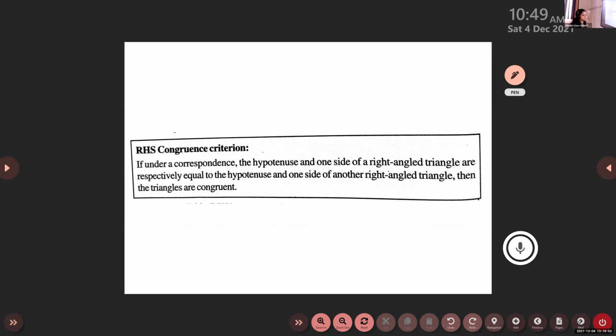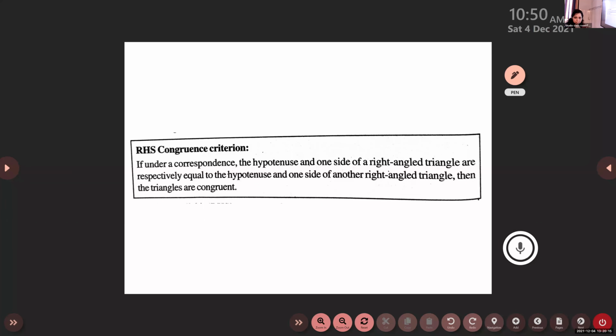Aradhya, read it. Yes, ma'am. If under a correspondence, the hypotenuse and one side of the right angle triangle are respectively equal to the hypotenuse and one side of another right angle triangle, then the triangles are congruent. Okay. Did you understand, children?